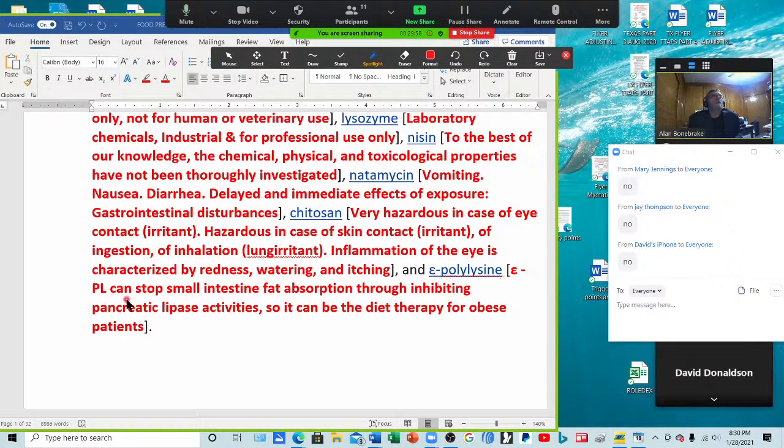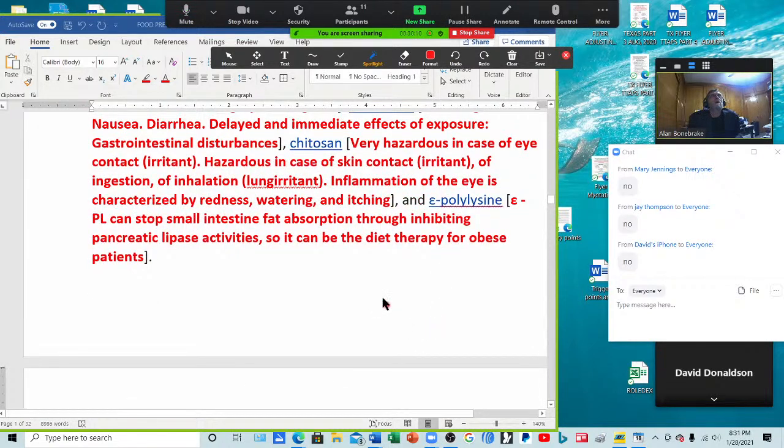E. polylysine can stop small intestine fat absorption through inhibiting pancreatic lipase activities, so it can be the diet therapy for obese patients. But guess what? This E. polylysine, because it does that, can cause a problem with fat-soluble vitamin absorption. Okay?